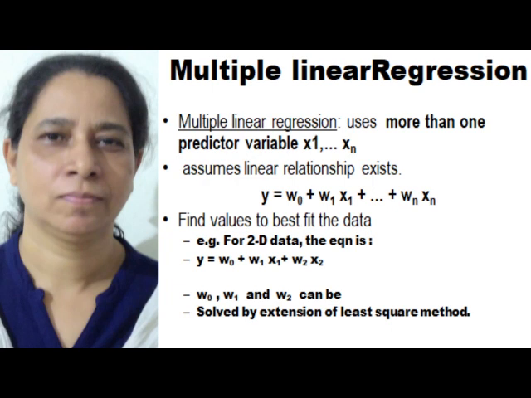An example of a multiple linear regression model based on two predictor attributes is y is equal to w0 plus w1 x1 plus w2 x2, where x1 and x2 are the values of attributes a1 and a2 respectively. The method of least squares can be extended to solve for w0, w1 and w2.